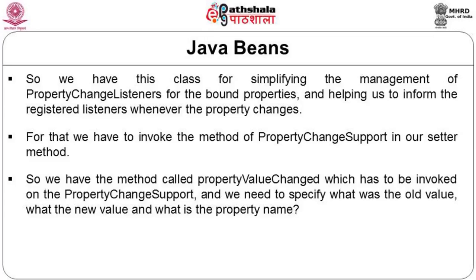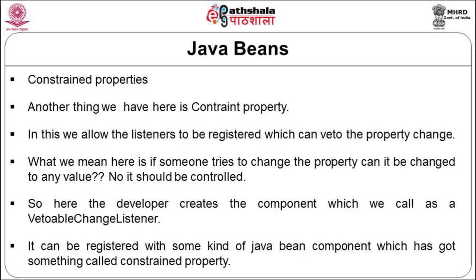For that, of course, what we have to do in our setter method is invoke the method on the PropertyChangeSupport to intimate that there is a value which has changed. We have this method called property value changed, which has to be invoked on the PropertyChangeSupport, and we need to specify the old value, the new value, and the property name. If we do that, the PropertyChangeSupport object can take care of intimating the listeners. So that is one kind of property.